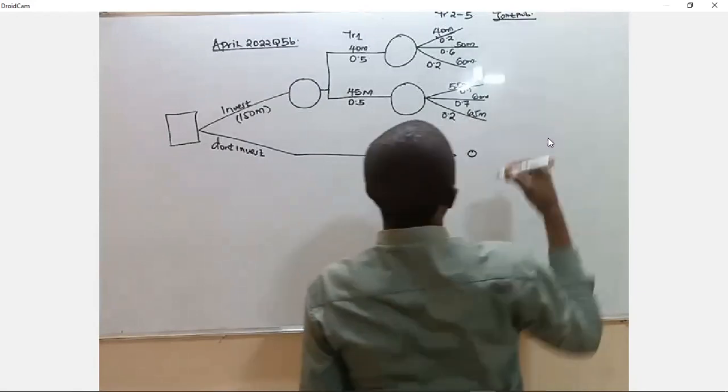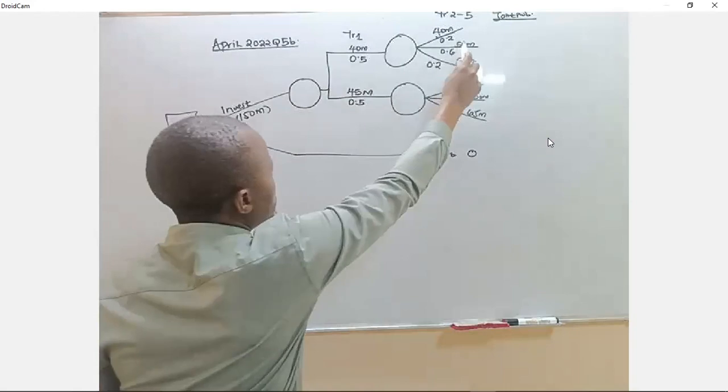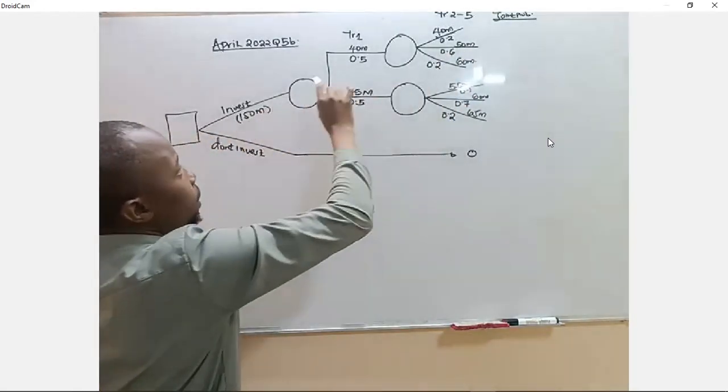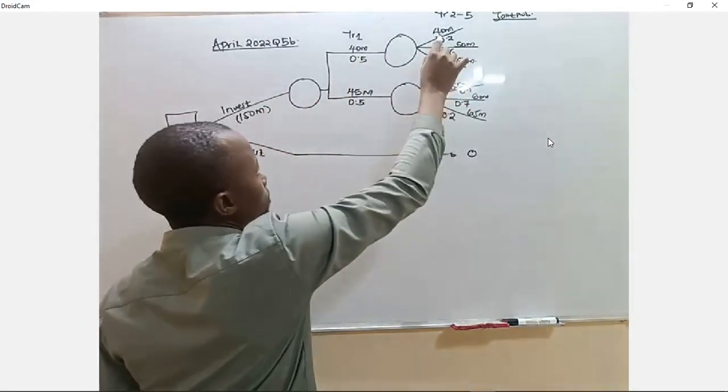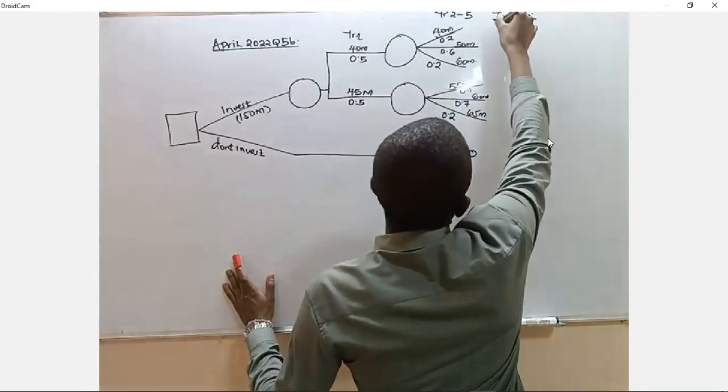Joint probabilities. How do I normally calculate the joint probabilities? Look on all the roads that you have used. Having passed through Thika Road, joined the bypass, Outer Ring, and come out at Mombasa Road. So here, the outcome, the joint probability is 0.1.